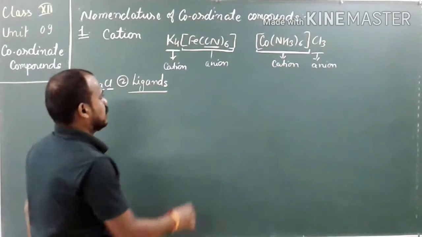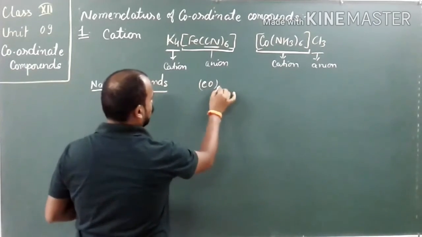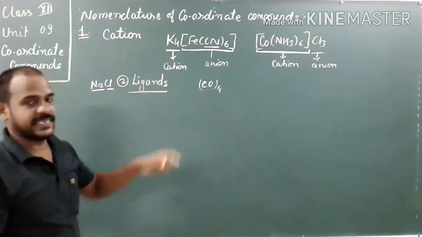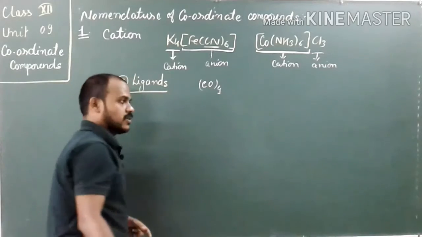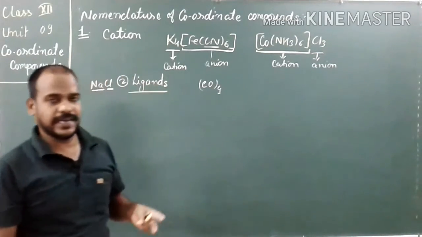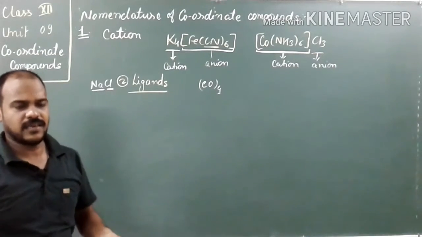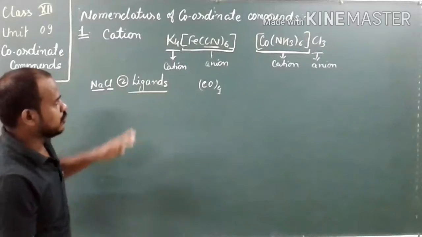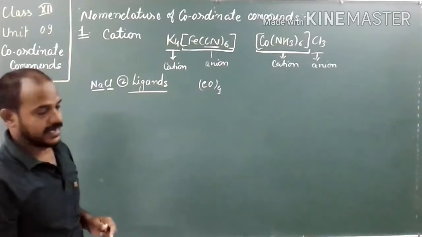If the ligand is in this form, Ni(CO)4, then it is tetra. So we will write first the number of ligands. For one ligand, there is no need to write. For two ligands, write di, tri, tetra, penta, hexa. Maximum is hexa. So we will write the number of ligands, after that the name of the ligand.